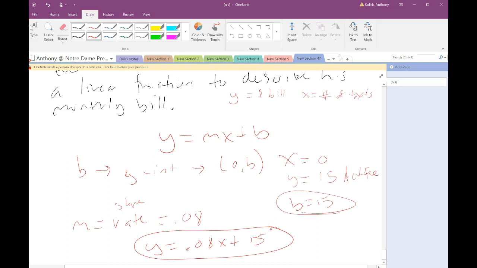Yes, Sierra? How did you know he sent it? Like, how do you know he sent one text? I didn't know how many texts he sent at all. I said, if he sent 0 texts, what would the bill be? So how would you know how many? Yeah, but how would you know like how many things he sent? You don't, but that's what the function is doing. It's allowing you to pick any number of texts and find out how much his bill is.